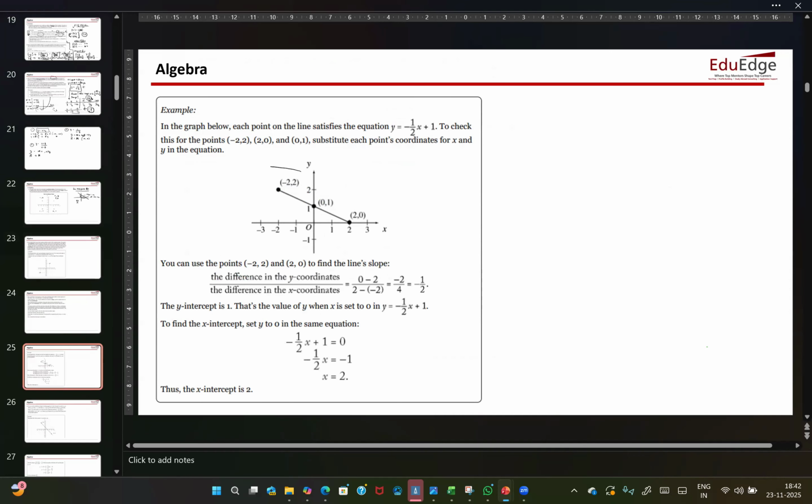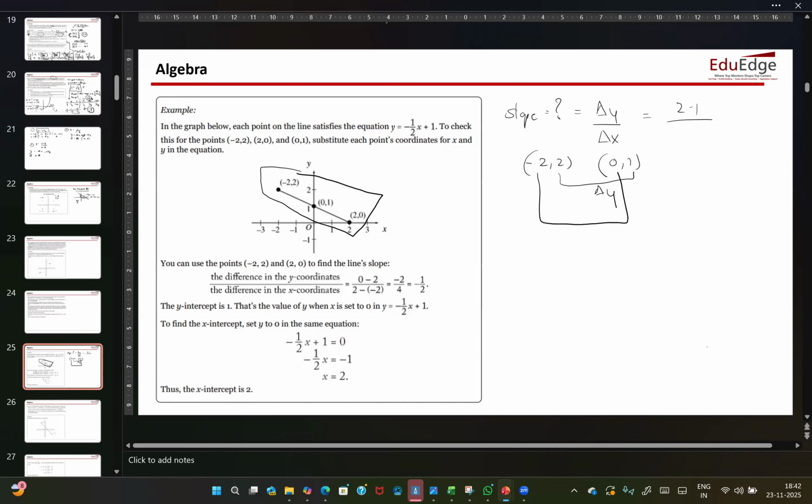If suppose these 3 points were given to us and we are asked what is the slope. Slope is nothing but delta y by delta x. Change in y coordinate divided by change in x coordinate. So here the 2 points say are -2, 2 and 0, 1. What is delta y in this case? Change in y is delta y. So 2 minus 1. And what is change in x? -2, 0. So slope is minus half. That's y2 minus y1 over x2 minus x1. So slope is minus half.